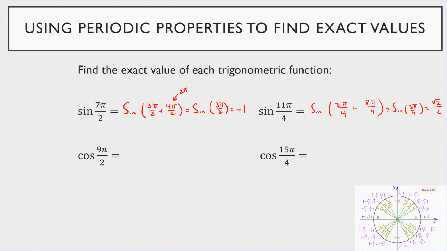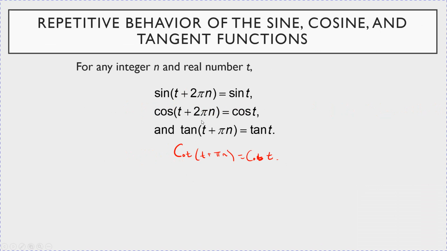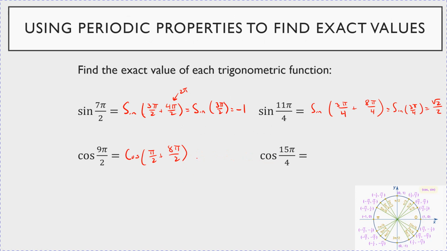And then hopefully you can see the pattern here, right? So what I'm going to do, I'm going to peel off a 2 pi here. So this is cosine of pi over 2 plus 8 pi over 2. Well, this is 4 pi, right? But going back, what is 4 pi? That's just 2 pi times 2. So that's okay too. So this is just cosine of pi over 2. Cosine of pi over 2 is 0.